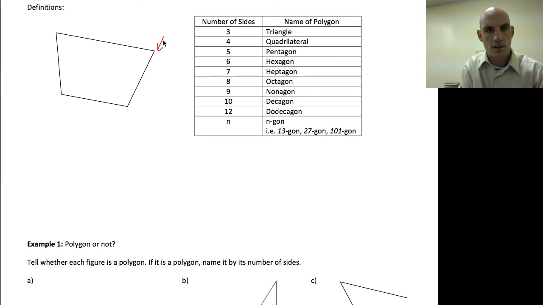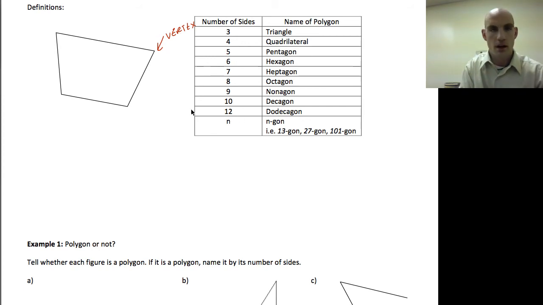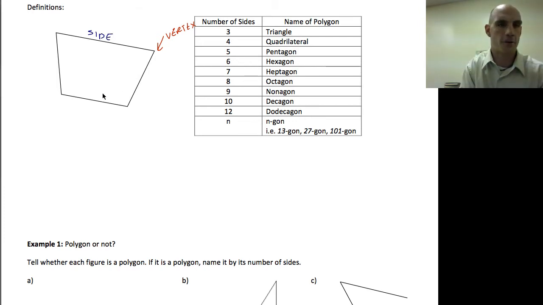Now, if we look at other definitions involved with polygons, this is called a vertex. It's where two of those segments meet at the endpoint. And this over here is a side, and if we take that definition literally, we know that it says 4 sides, so it's a quadrilateral.